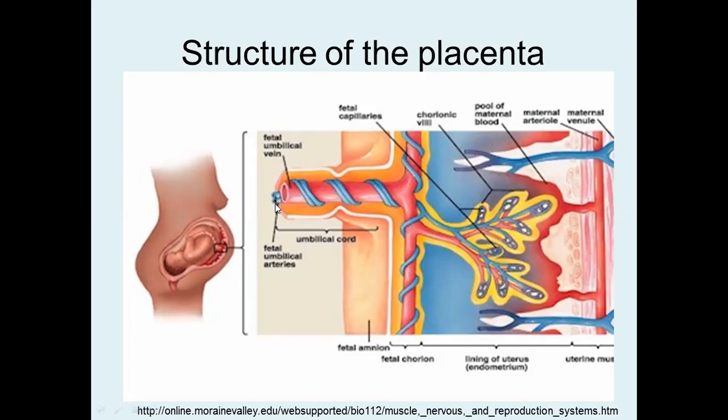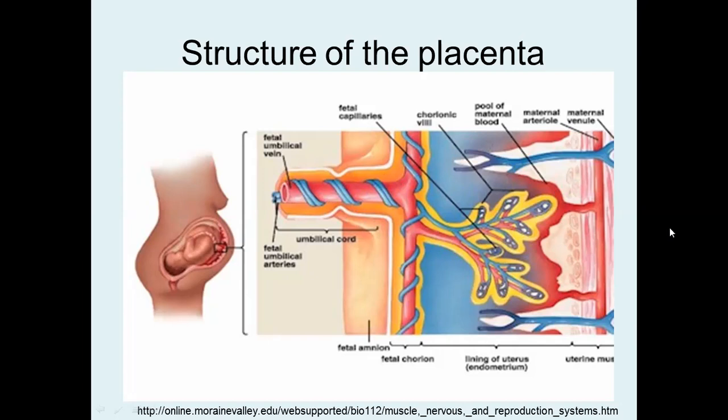So remember, 2 fetal umbilical arteries, 1 fetal umbilical vein. So obviously the umbilical vein is much bigger than the umbilical arteries. Okay, so important that you know and understand about the structure of the placenta, about the blood vessels, and also a really nice question would be something like, how is the structure of the placenta suited to its function?